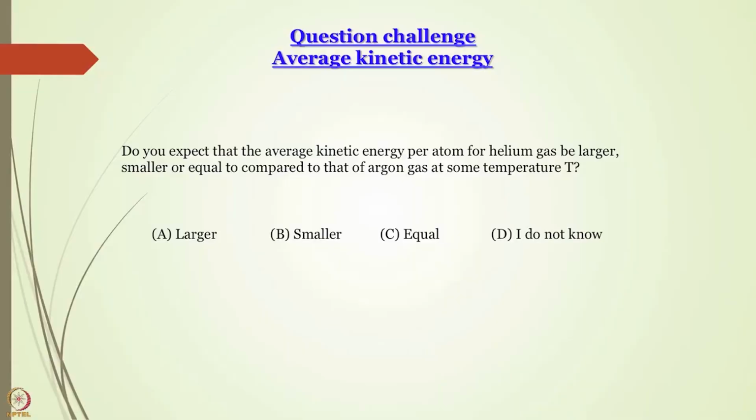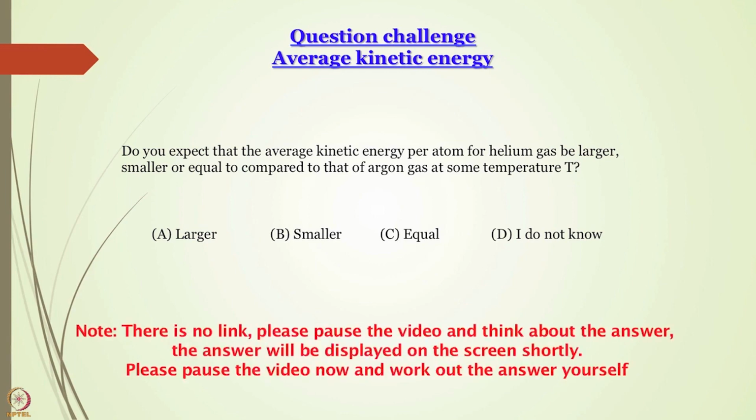So, I have a challenge question for you. Can you estimate what the average kinetic energy is going to come out? Let us assume I have two different chambers at the same temperature T, one filled with helium and the other filled with argon. What do you think will be the average kinetic energy per atom for these two chambers? So, take a moment, think about this answer very carefully, go to the link that is provided here and provide your answer there for an immediate feedback.